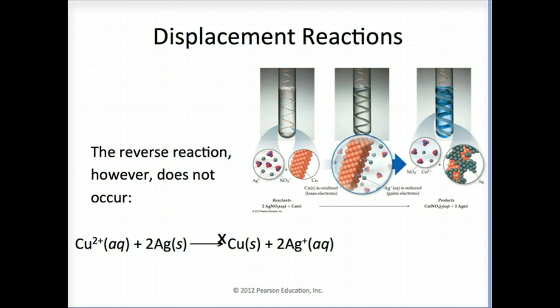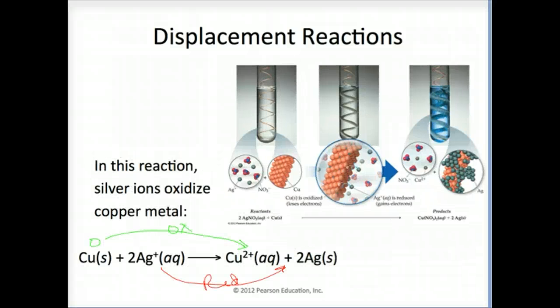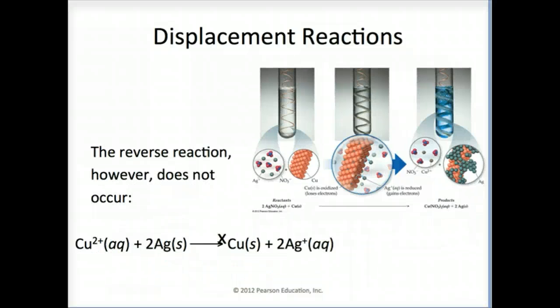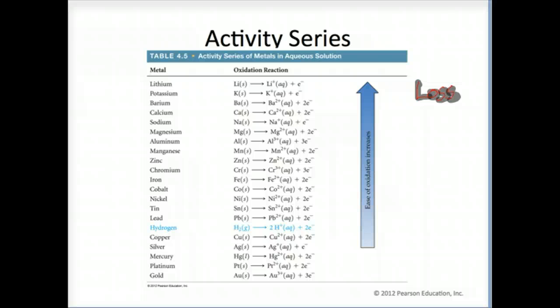Now, the importance of this is to recognize that not every reaction that goes in one direction can be reversed. In other words, copper will replace silver in solution, but silver won't replace copper in solution, and this is because of the activity series. The activity series is strictly based on the oxidation side of our reaction. Activity series basically means what is the natural trend, which ones are more reactive, which ones are more likely to lose electrons. And so this is what our activity series is based on.